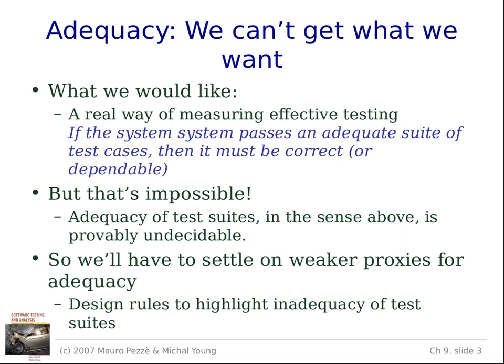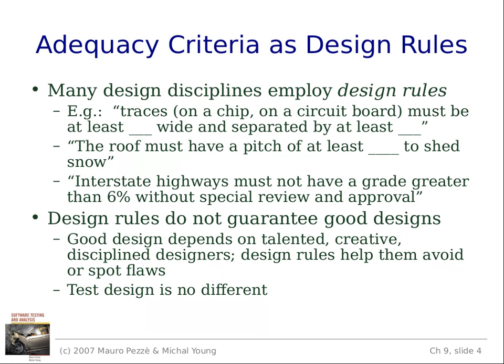So instead, we have to come up with some type of weaker proxy. In other words, we have to determine different ways if our tests are sufficient for what we need. And that's what this section at least is going to talk about from a high level.